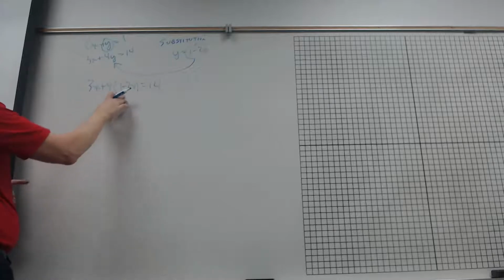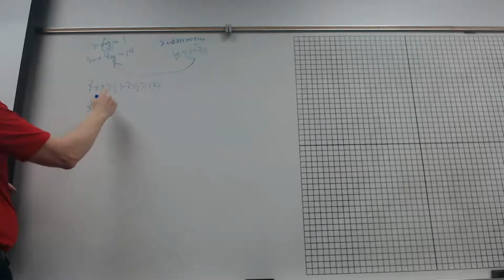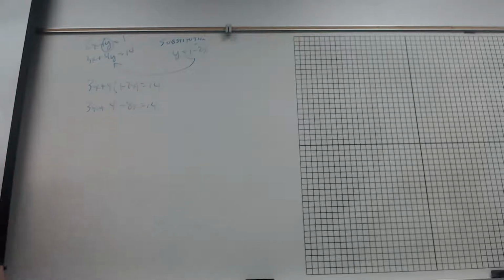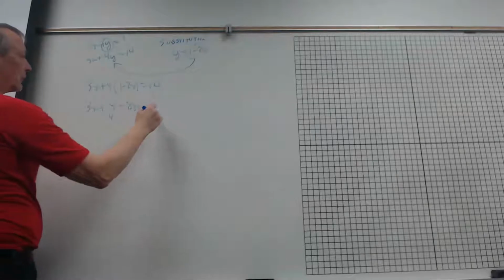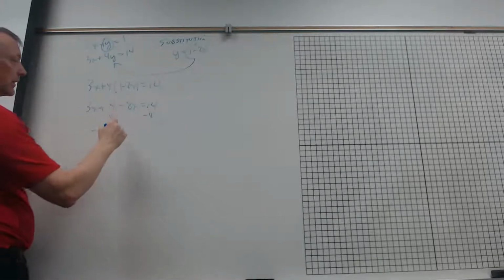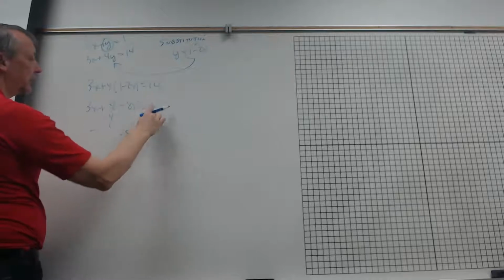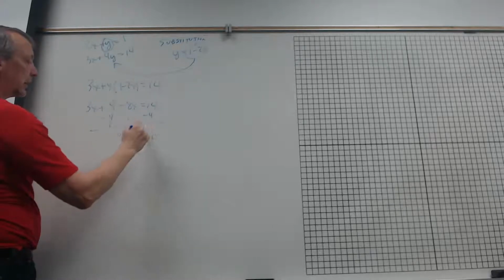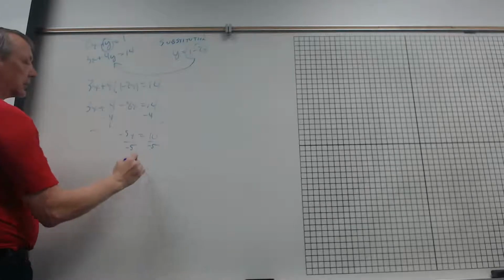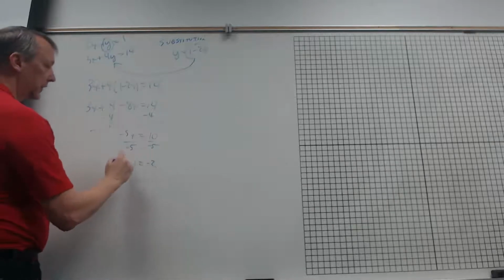So we'll distribute the 4. 3x plus 4 minus 8x equals 14. Then what? Subtract 4 to the other side. Subtract the 4. So that goes away. 3x minus 8x, negative 5x equals 14 minus 4. 10 divided by negative 5. X equals negative 2. So that's one answer.